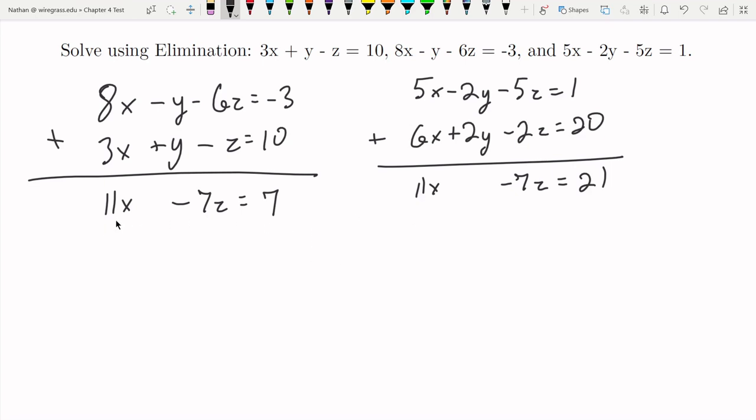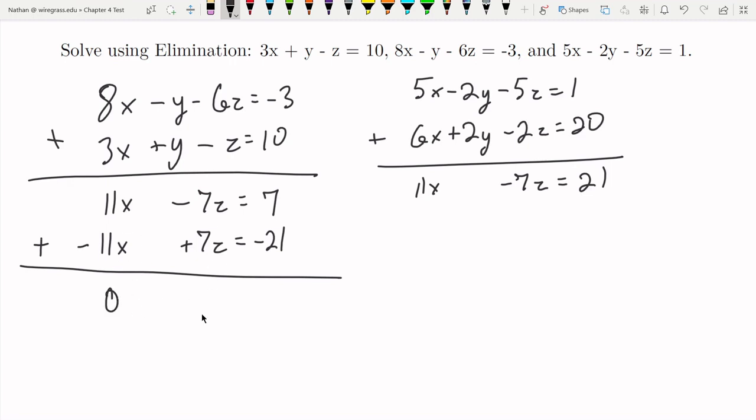The issue is that you can see we have 11x minus 7z, 11x minus 7z. If I multiply this equation by -1, I'm going to get negative 11x, then plus 7z, then minus 21. And if I add going straight down, these give me 0, these give me 0, and these give me negative 14. I get 0 equals negative 14. And that is not possible. So that means that there is no solution to this system.